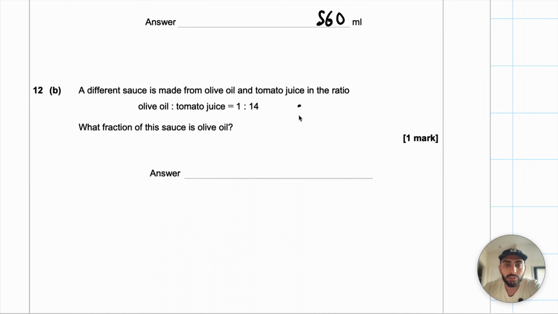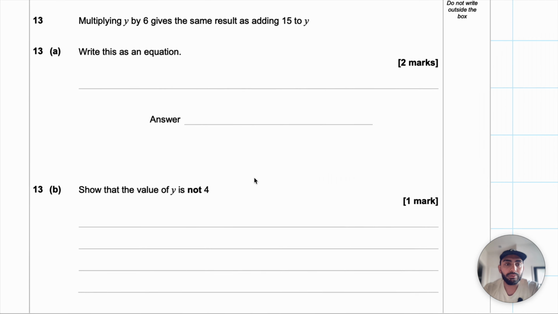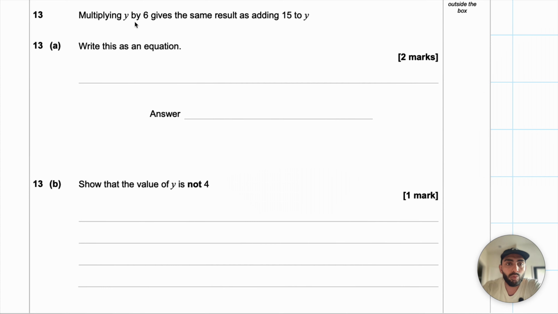Part B, a different sauce is made from olive oil and tomato juice in the ratio olive oil to tomato juice, so olive oil to tomato is 1 to 14. What fraction of this sauce is olive oil? So how many total parts do we have altogether? We have 1 add 14, which is equal to 15, and olive oil is taking 1 out of 15 of those parts.